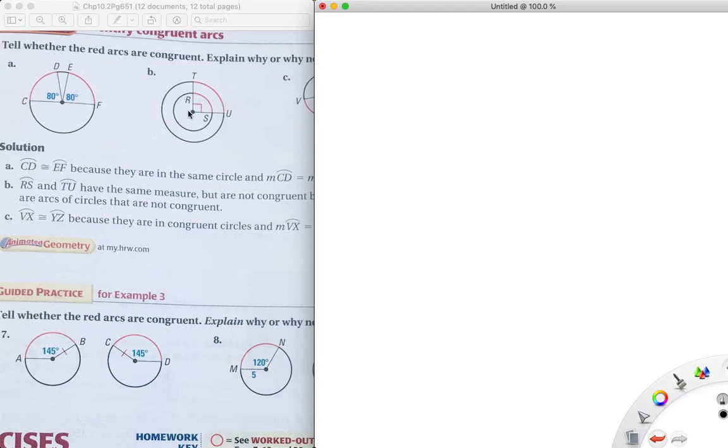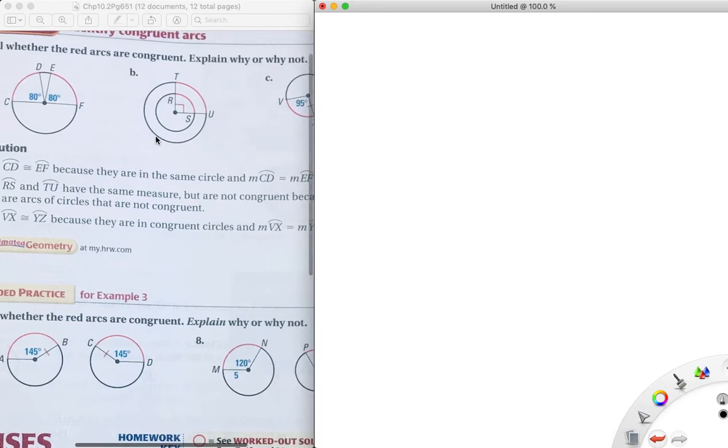Here we have a little circle and a big circle. They are not congruent because they don't have the same radius. From the center to R, it's not the same distance from the center to T. So these are not congruent circles. Since they're not congruent circles and they don't have the same radius, then these two arcs are not the same. RS and TU, even though they both have the same central angle, these arcs are not the same measure, just because the circles are not congruent. It only works when the circles are congruent. In this case, the circles are not congruent.